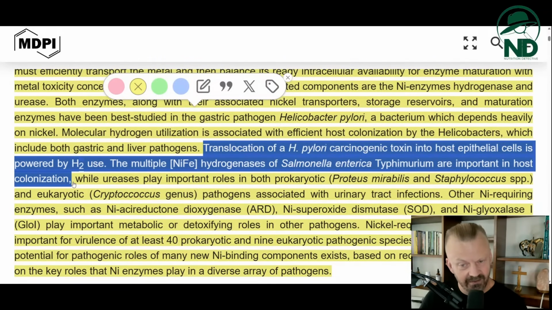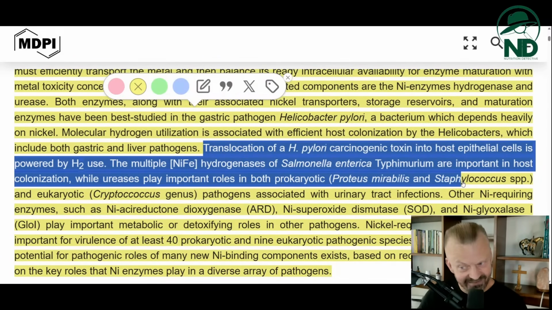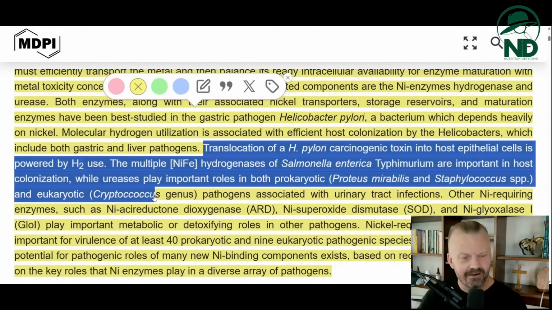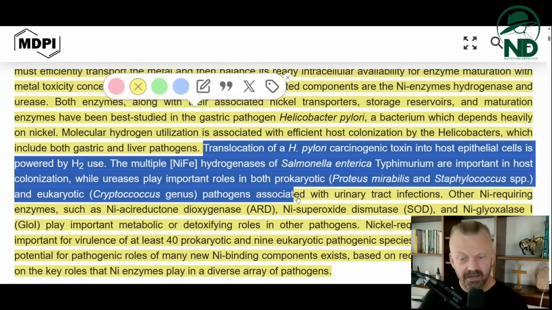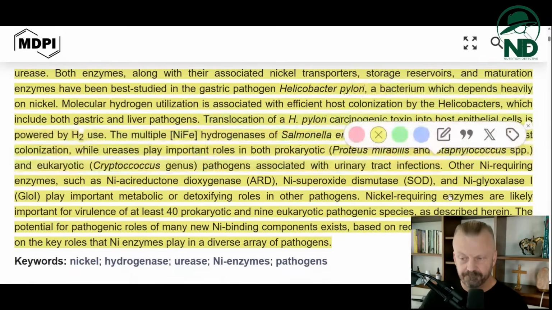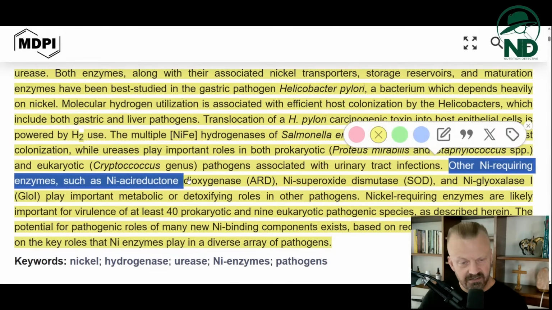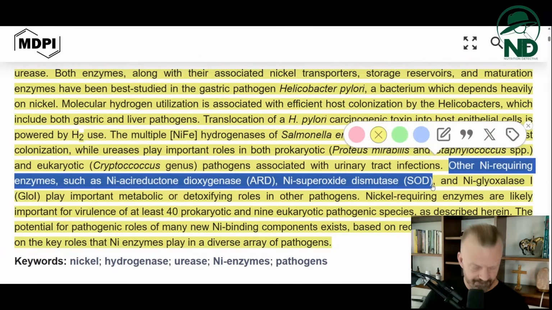When you think of Salmonella, that's one of the things you think of, while ureases play important roles in both prokaryotic Staph, anybody heard of Staph, and eukaryotic Cryptococcus genus. Those are fungal pathogens associated with urinary tract infections. I'm going to get into the urease in a second. Other nickel-requiring enzymes include nickel acireductone dioxygenase, ARD, and nickel superoxide dismutase.